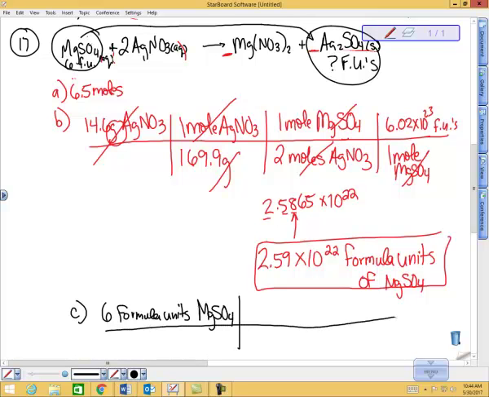Now I'm actually going to go ahead and do a full stoichiometry problem and just show you that. But hey guys, what is the mole ratio between MgSO4 and silver sulfate? 1 to 1. So if I start with 6 compounds of magnesium sulfate, I should be able to make 6 compounds of silver sulfate. The answer is 6 formula units of silver sulfate, because it's a 1-to-1 ratio. But many people, when they see formula units, totally freak out.